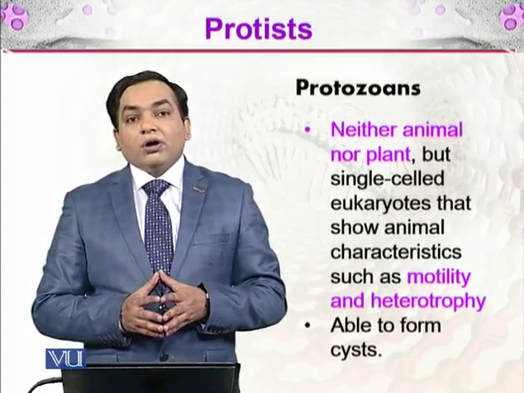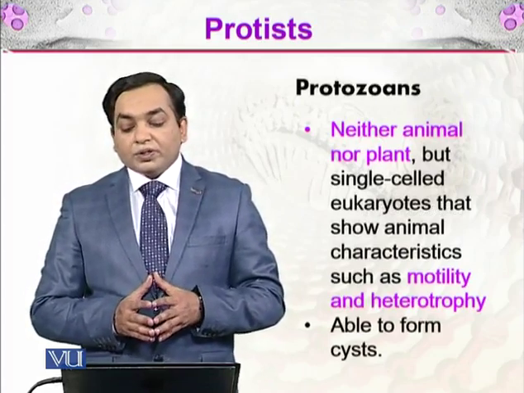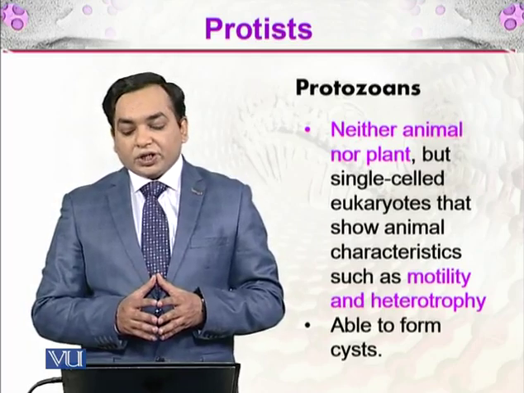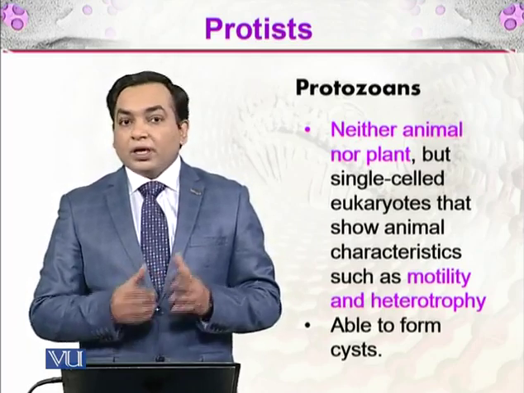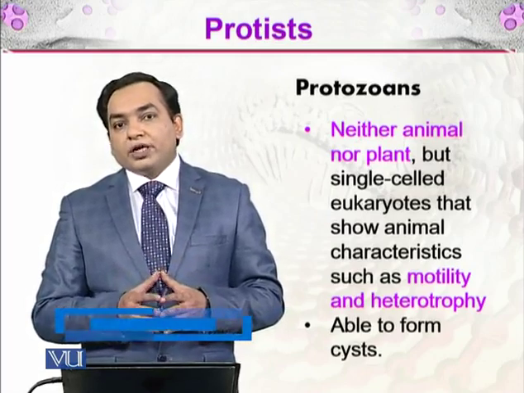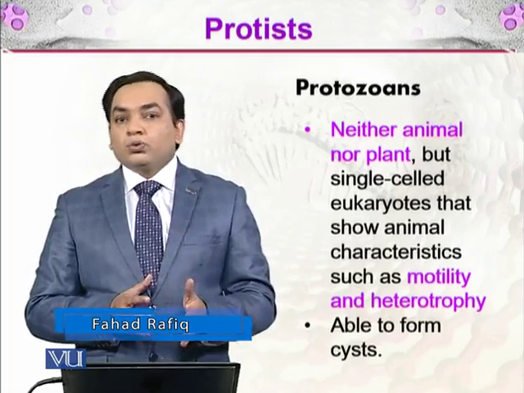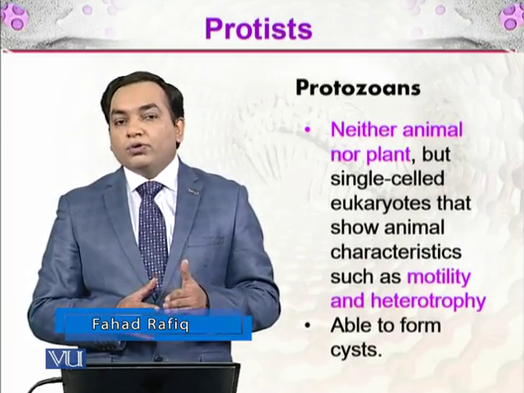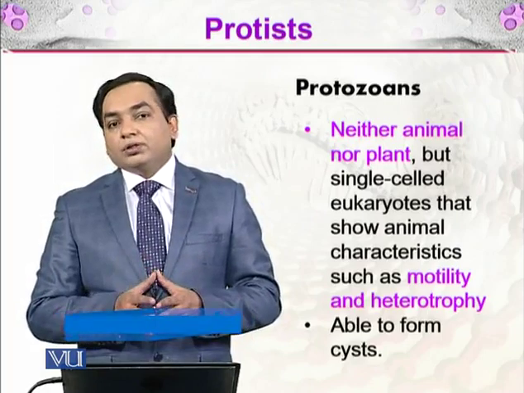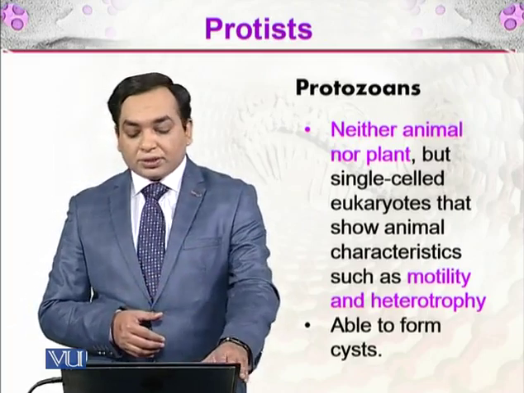The protozoans are neither animals nor plants, but single-celled eukaryotes that show animal characteristics such as motility and heterotrophy. They are movable, moving on their own, and they are heterotrophs, as we have discussed earlier. They do not make their own food. Instead, they take food from their environment. And some of them are able to form cysts.